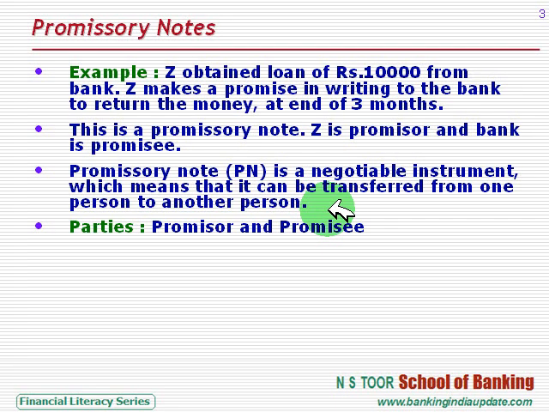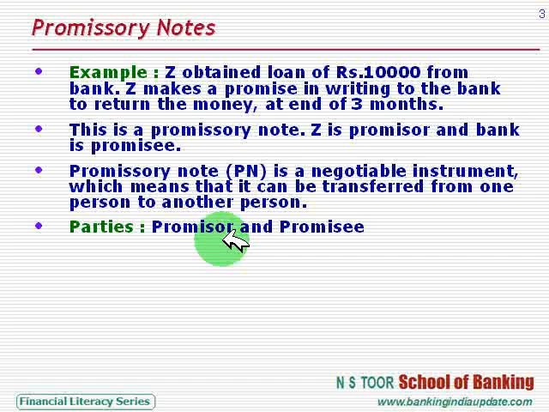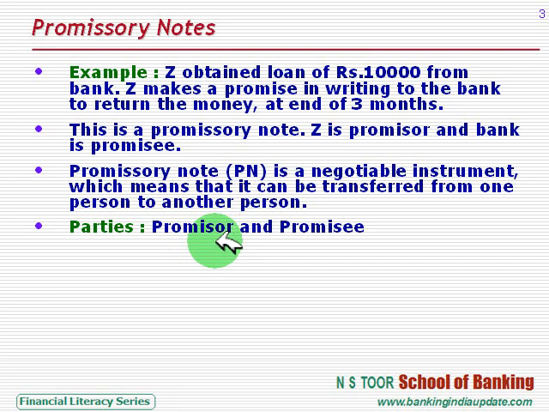Parties in the promissory note. There are 2 parties in the promissory note. One is called promisor, the person who undertakes to make the payment, the person who makes the promise. Another is promisee, the person who is to receive the payment as per that promise.